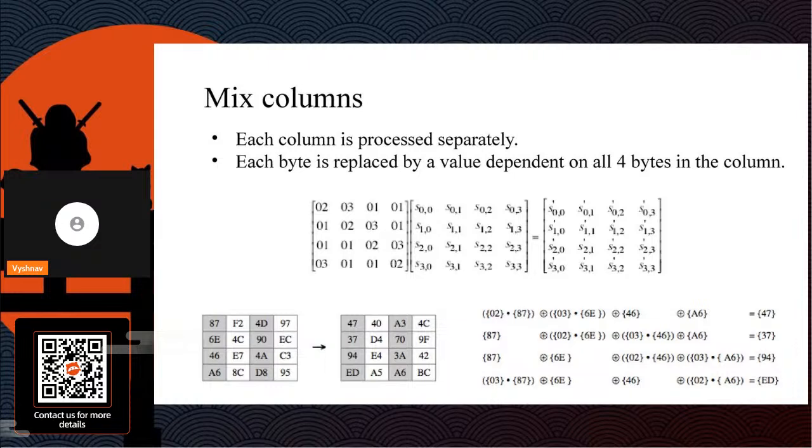So let's say 02, 03, 01, 01. So this matrix is multiplied by this column: 87, F2, 4D, 97. So 87 is multiplied with 02, and 6C is multiplied by 03, 46 is multiplied by 01, and A6 is multiplied with 01. So this whole thing replaces 47. So this is matrix multiplication.